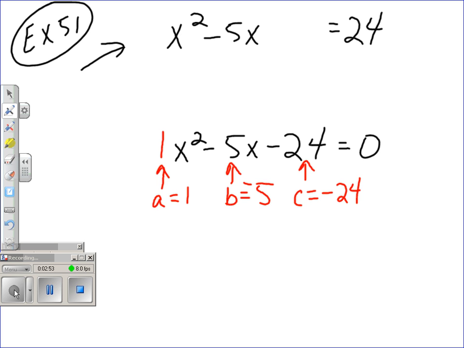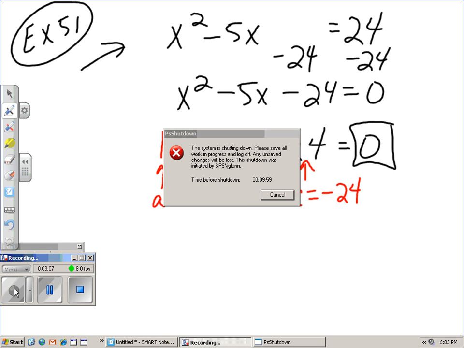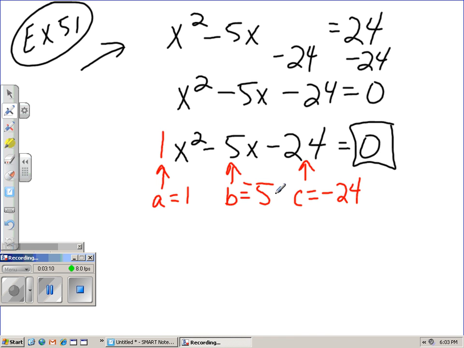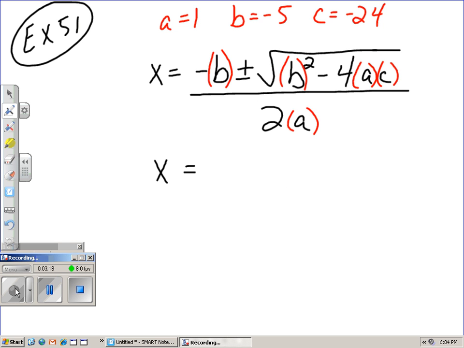The important thing about the quadratic formula is it has to equal 0 before you can use your a's and b's and c's. So we need to make this thing equal 0. We need to get rid of 24 on both sides. And now we have x squared minus 5x minus 24 equals 0, just like in the example. So you know what your a and your b and your c are.